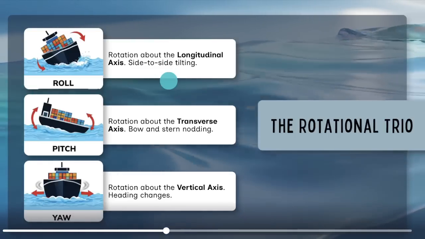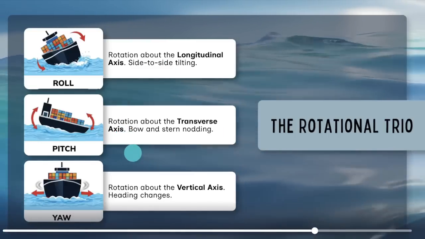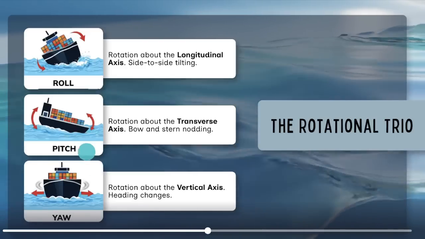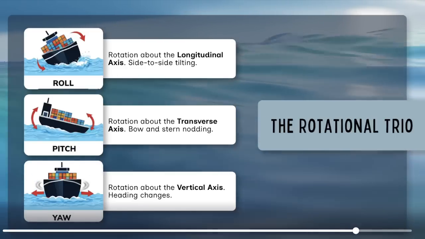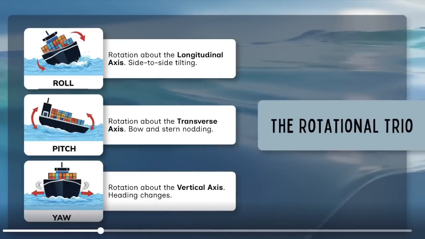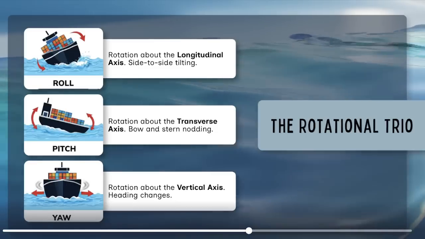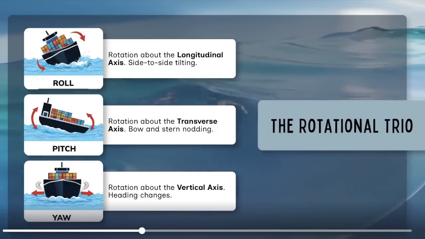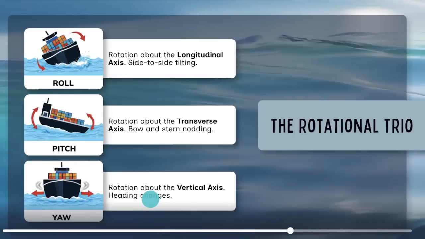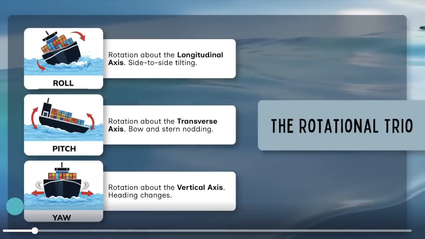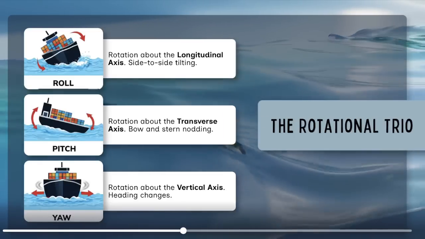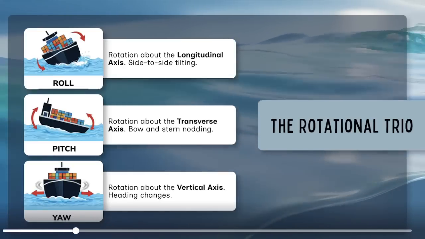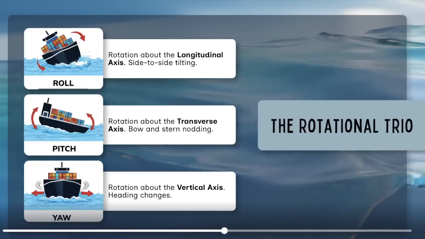While pitching is the rotation about the transverse axis, it is the bow and stern nodding. In short, this is the up and down movement of the bow and stern. Usually, it is triggered by head or following seas. And lastly is yawing, about the vertical axis. This is the twisting or turning motion of the bow side to side. This is caused by wind. It can also be caused by current or sometimes even wave action.